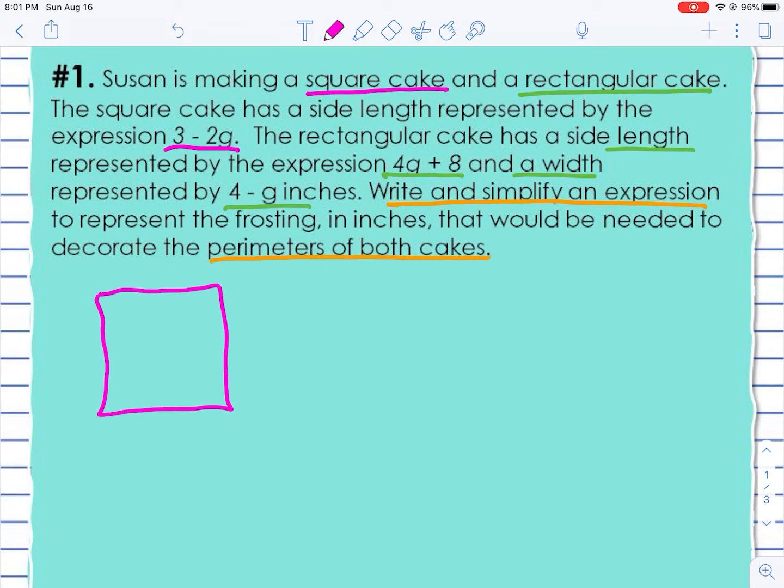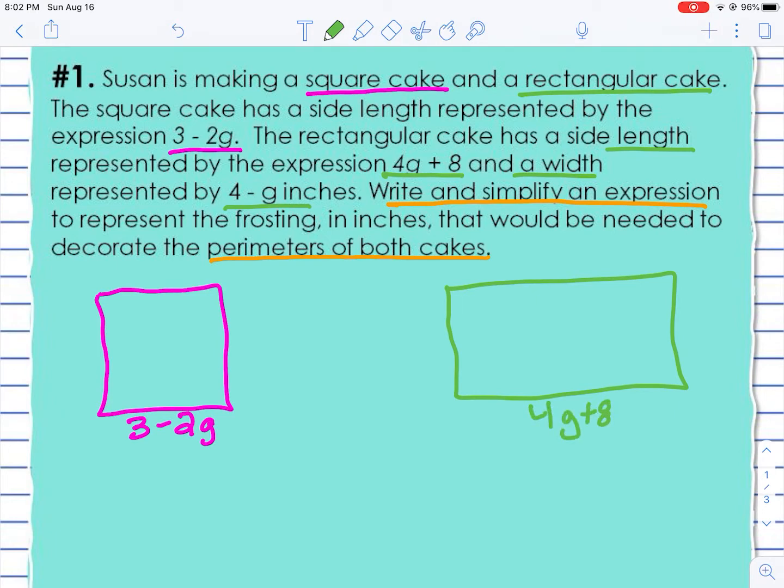And now what did they tell me about my square cake? Well, they told me that it had a side length represented by 3 minus 2g. And I did kind of draw over the g, but you can see it right there. 3 minus 2g, that's a side length. Okay, I also know that I have a rectangular cake. So let me draw it over here. And they told me its dimensions too. Now, does it matter which dimension I put where? Nope. Just pick one. 4g plus 8, and then I have 4 minus g.